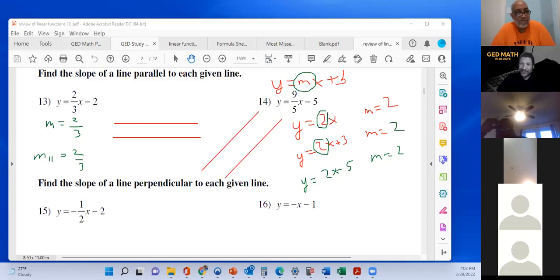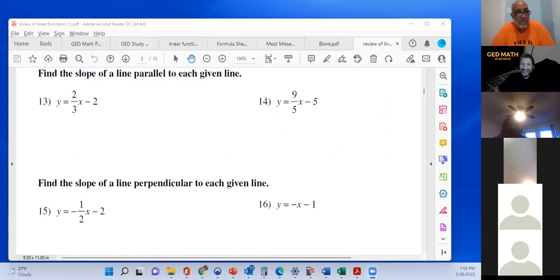Okay, so let me save this. Let me clear it. So for number 14, what is the slope of number 14? 9/5. What's the slope of any line that's parallel to this line? 9/5. Everybody understand that? It's very simple. It's not hard. Okay, so remember that.